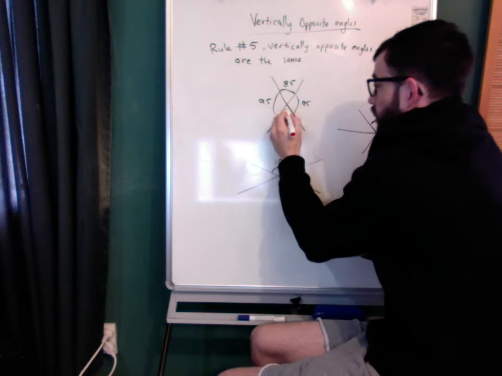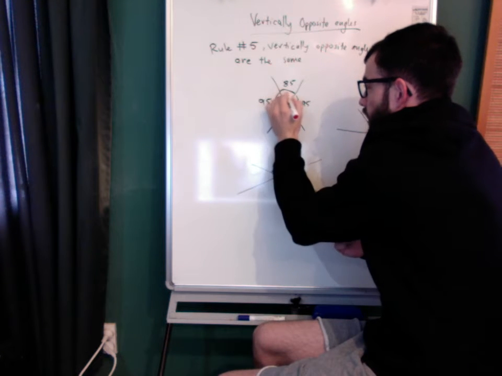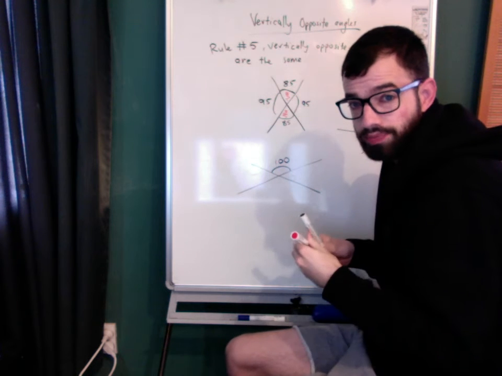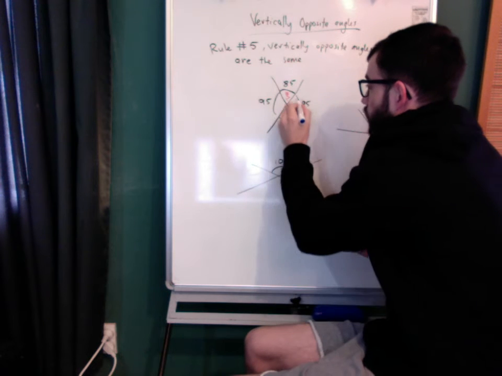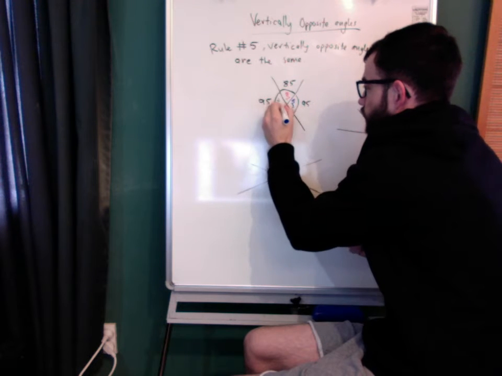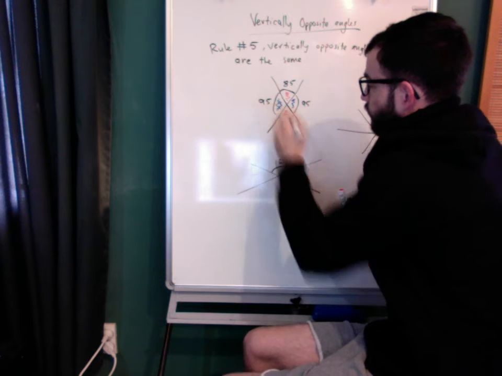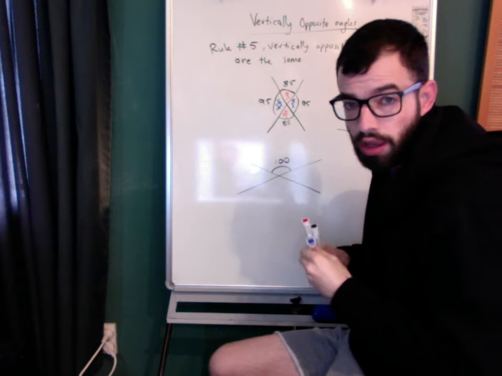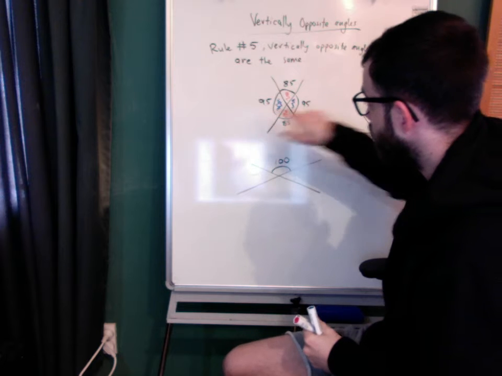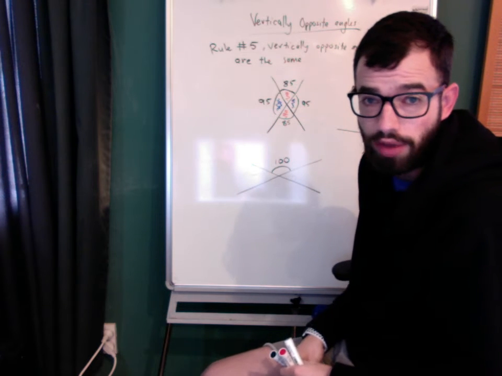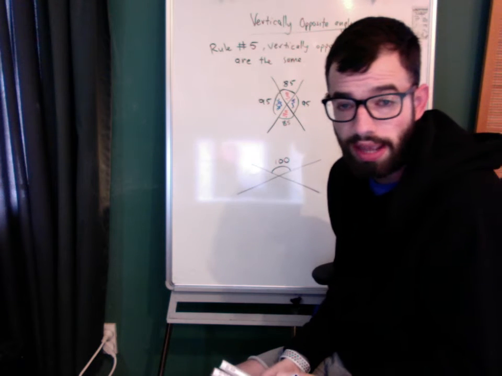So if we look here, we've got this angle and this angle. They are vertically opposite, thus they are the same. This can also apply this way, because you could turn the angle around, and they would also become vertically opposite. So as we can see, 85 and 85, 95 and 95. So that is vertically opposite angles.